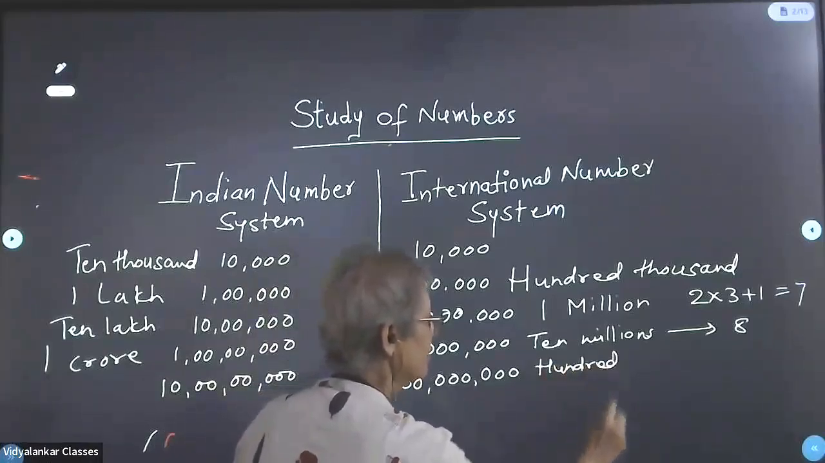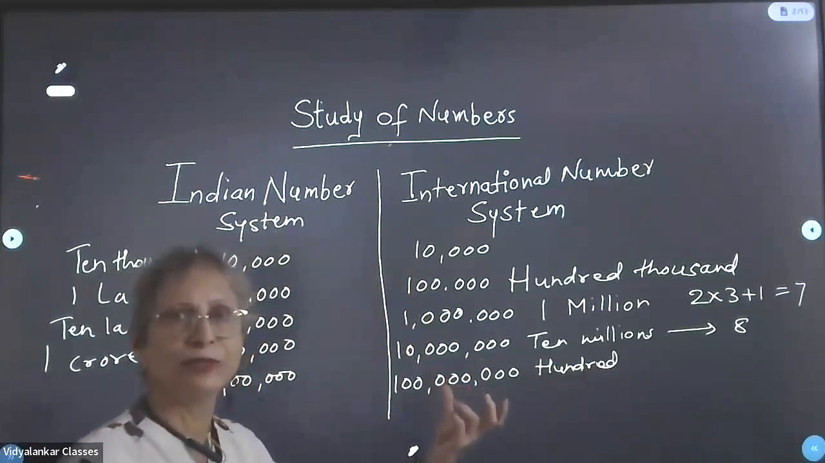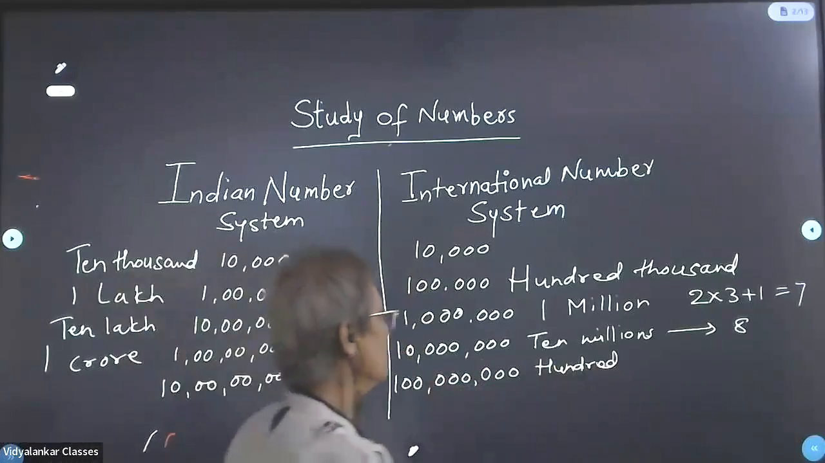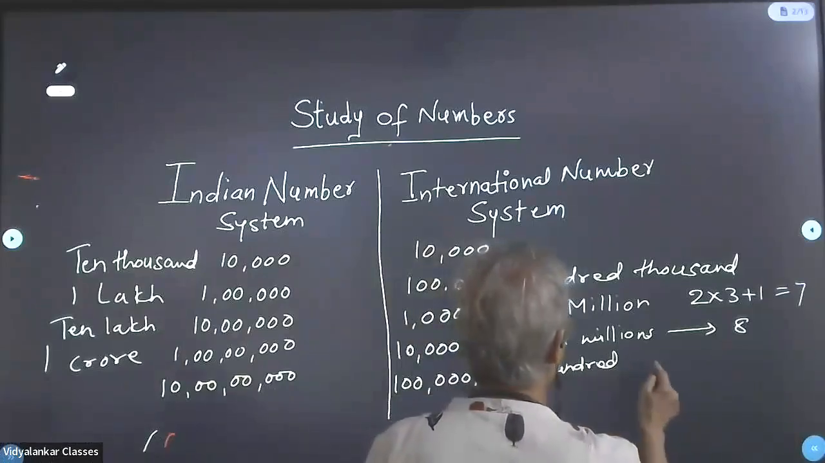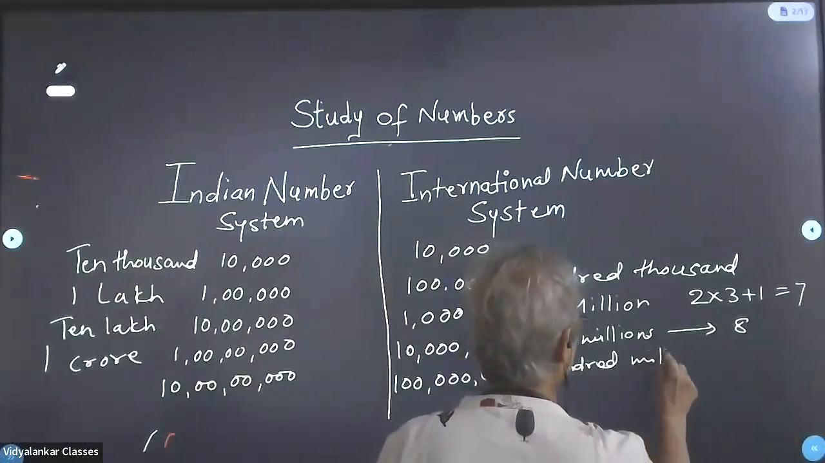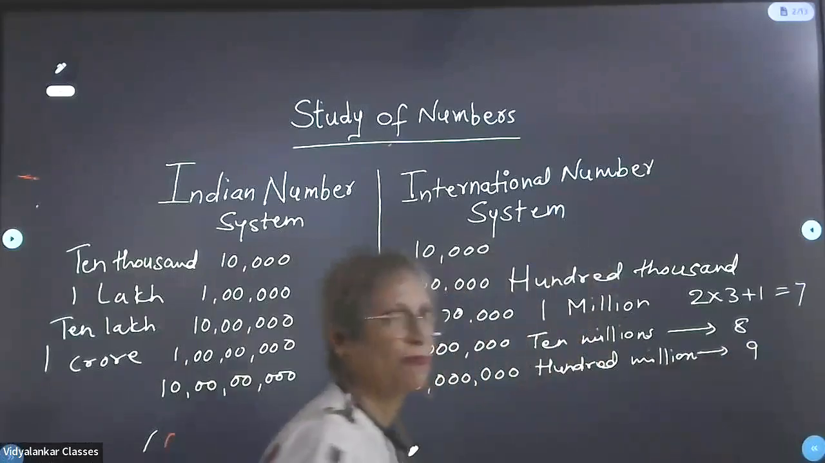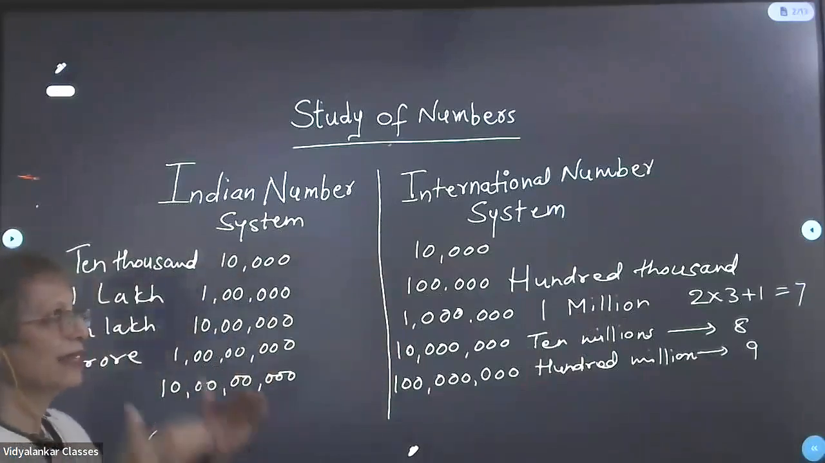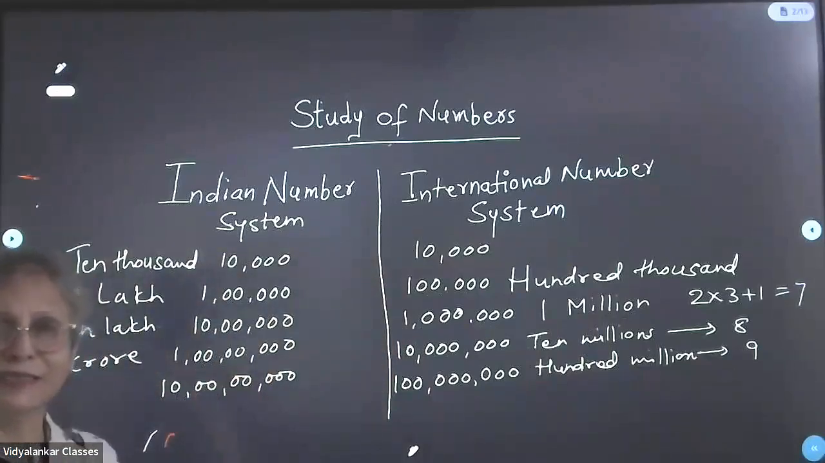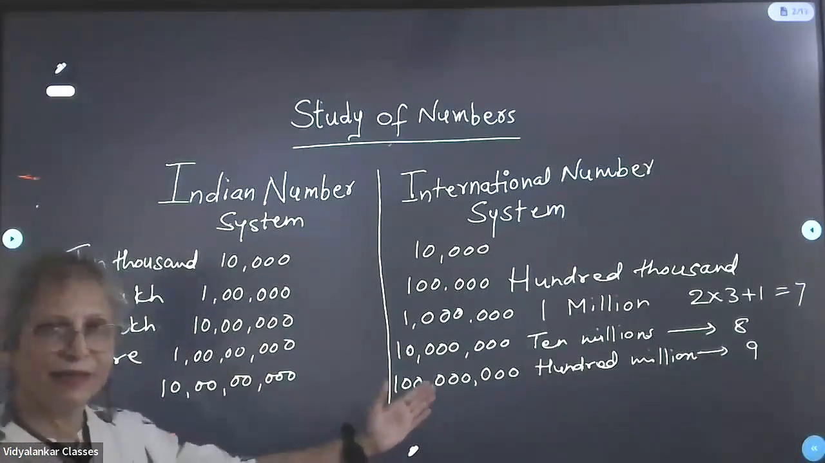It is very simple. Just make groups of three digits, so we can read the number easily. 100 million, and there are 9 digits. So a 7-digit number is million, an 8-digit also million, a 9-digit also million, 100 million.